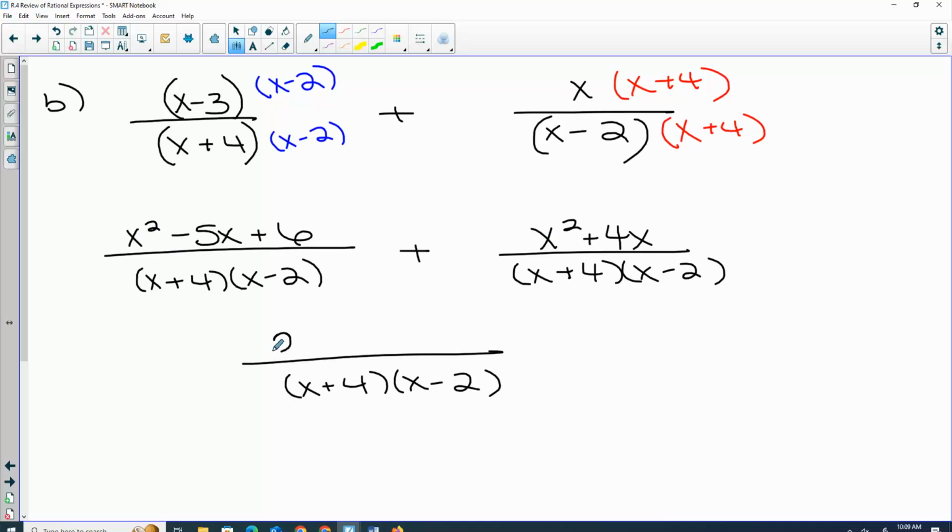X squared plus x squared is 2x squared. Negative 5x plus 4x is negative x plus 6. Questions?